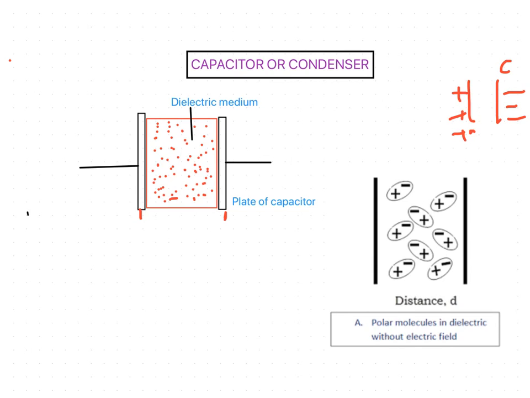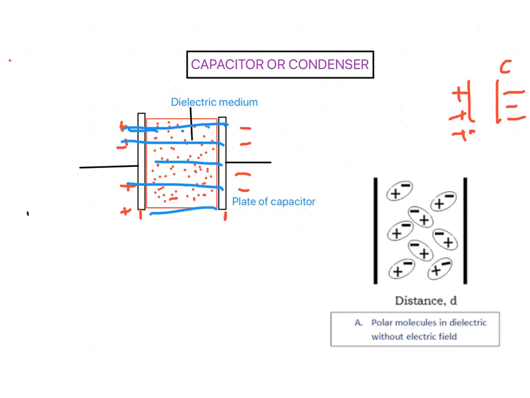Here, what will happen if the two plates are given charges? For example, one is given positive charges and the other negative charges. Because of these two charges, what will happen? The lines of force exist between these two opposite charges.